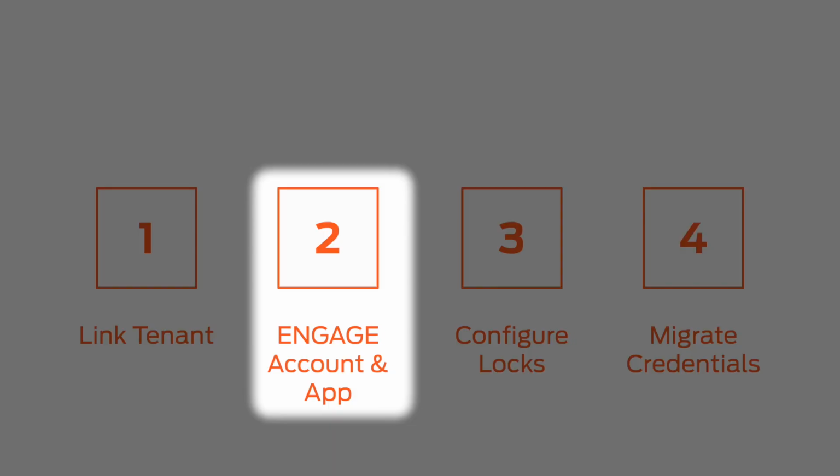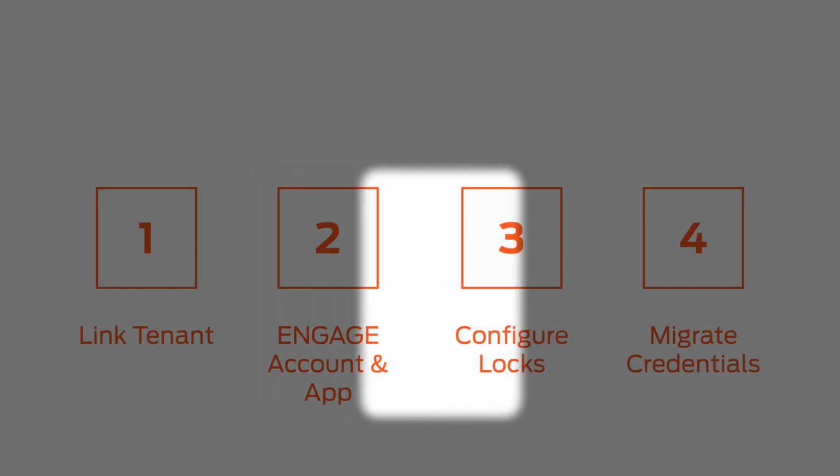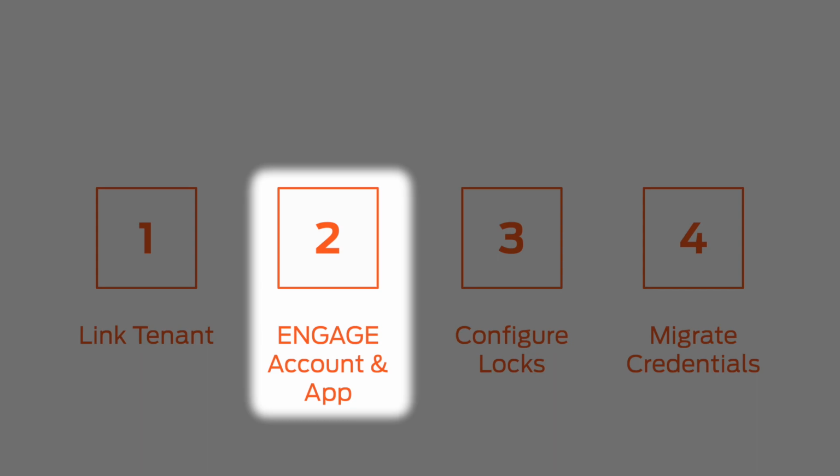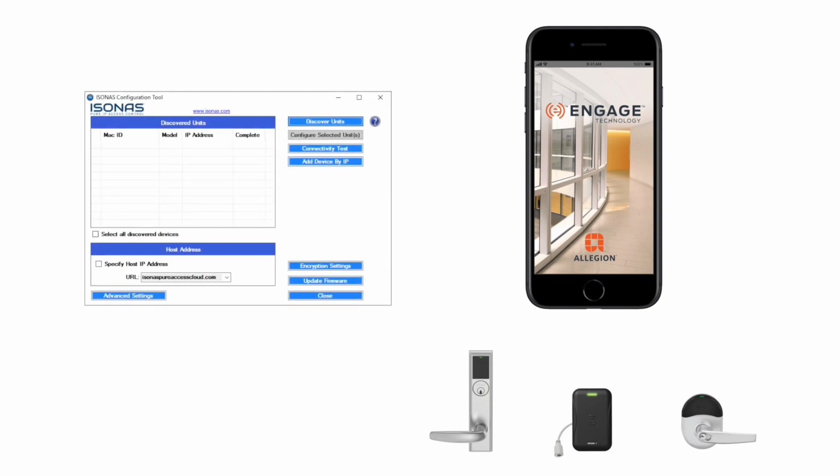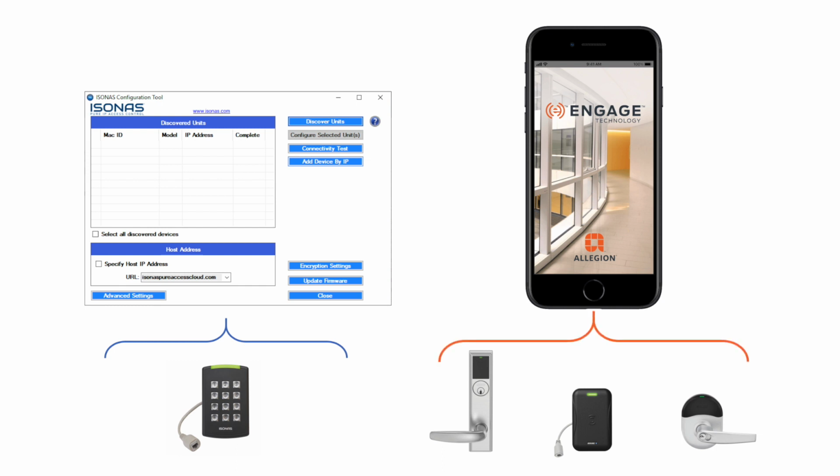Now we'll get the Engage app. Wait, not yet, still on 2. The app is used for configuring the NDEB and LEB locks and the Schlage RC. You can think of it like the configuration tool that you use for RC04s. The Engage app is sort of a mobile configuration tool.